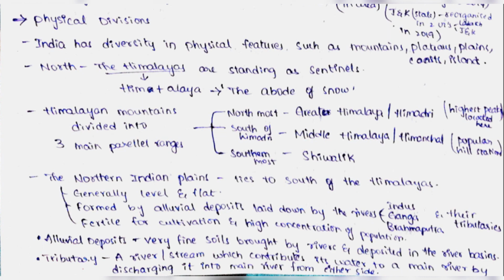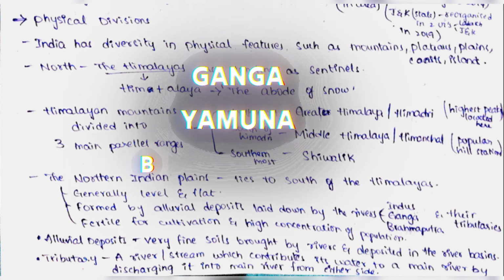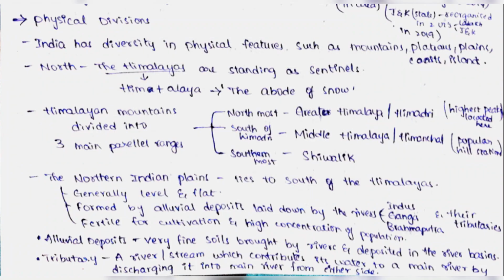These mountains act as a natural barrier, protecting India from cold winds and enemies, and they are also the source of major rivers like Ganga, Yamuna and Brahmaputra. Just below the Himalayas lie the northern plains. They are broad, flat and extremely fertile. They are formed by the deposition of alluvium.